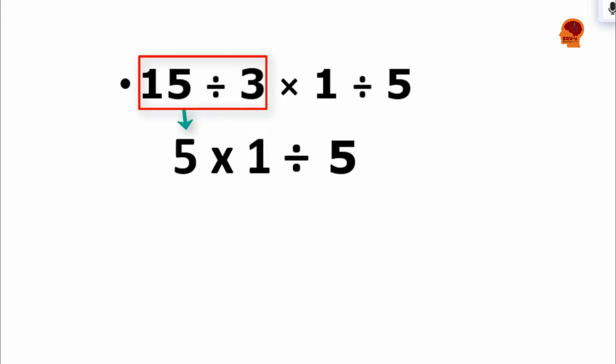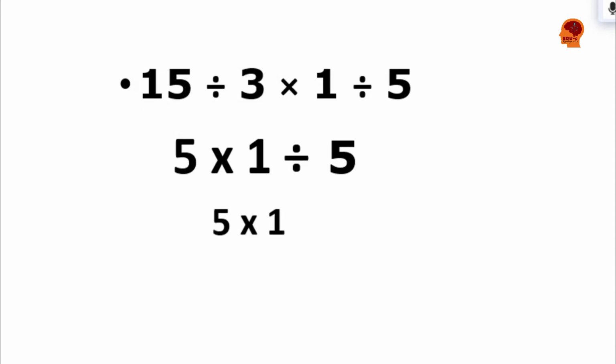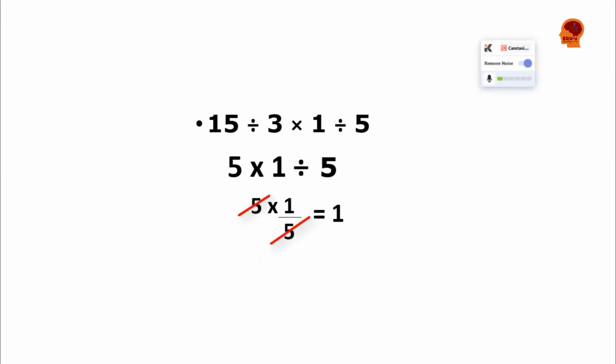15 divided by 3 gives me 5. Then multiply by 1 divided by 5. So I'm going to write this very well. I'm going to have 5 times 1 over 5, and then 5 is going to cancel 5, and you're going to have 1.